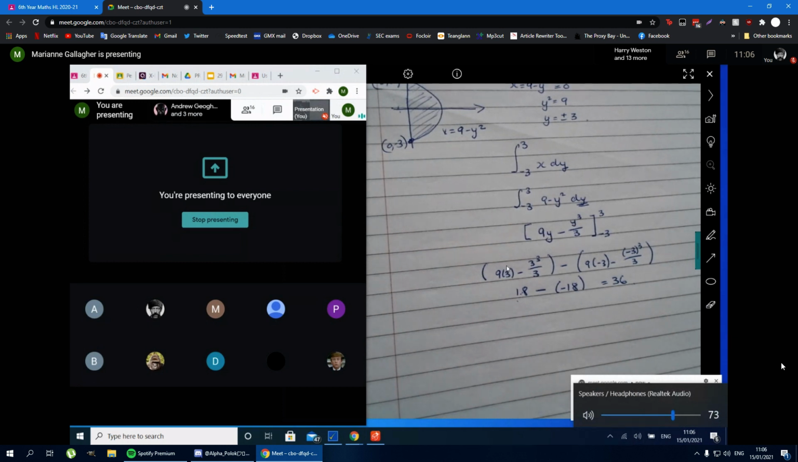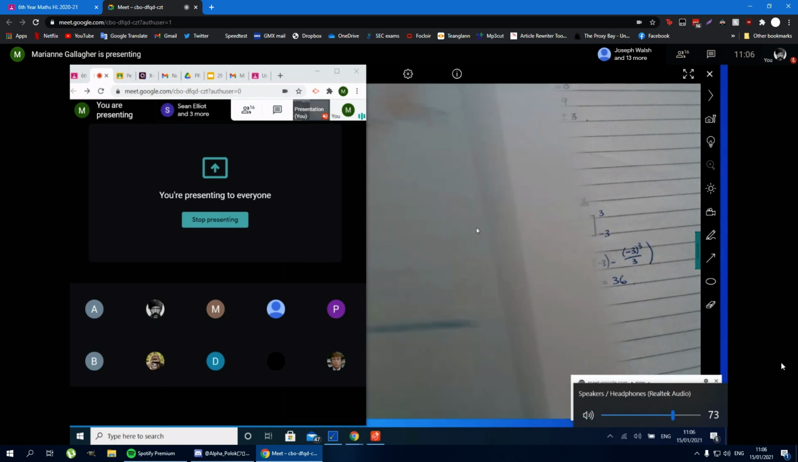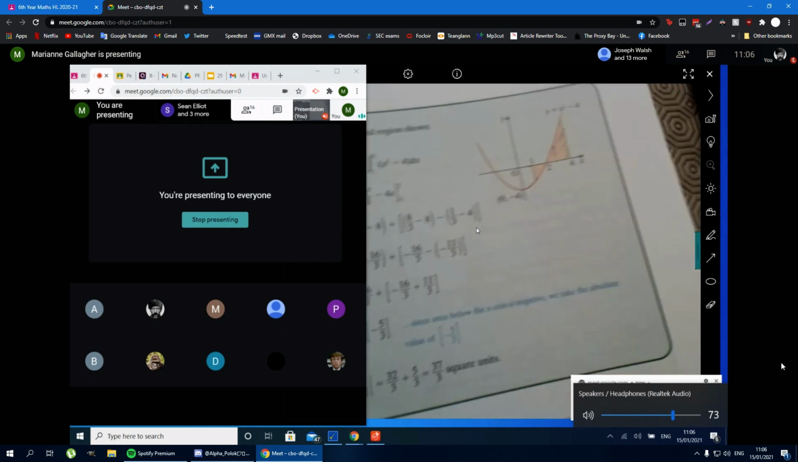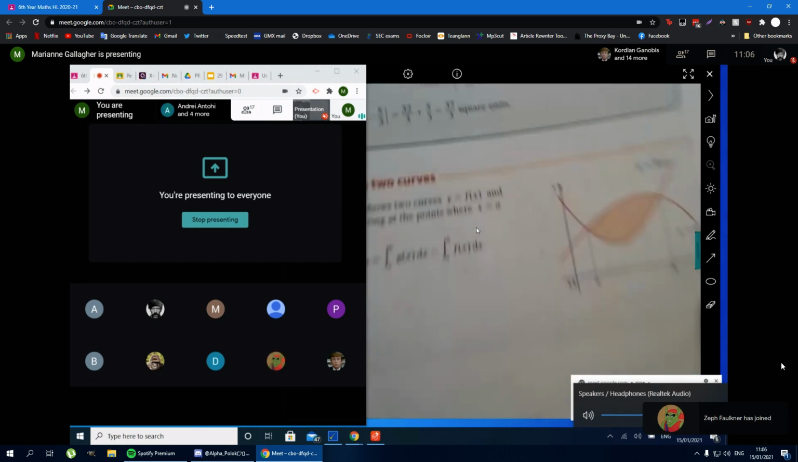Any other questions from last night that caused problems? Nope. Good. Okay, so what we're moving on to today then is when you have two curves, or a line and a curve, crossing each other. So it's the exact same principle.